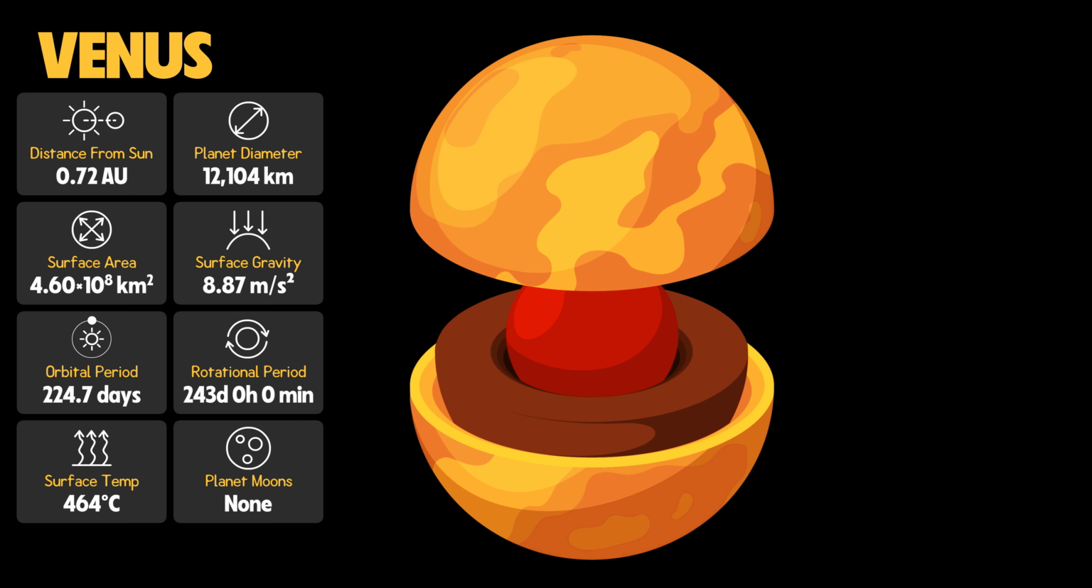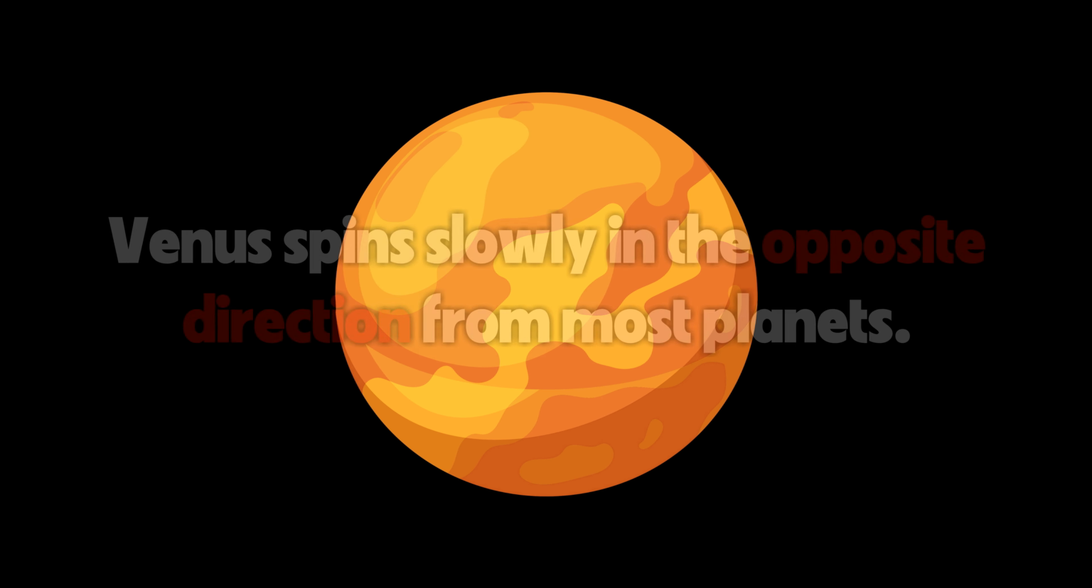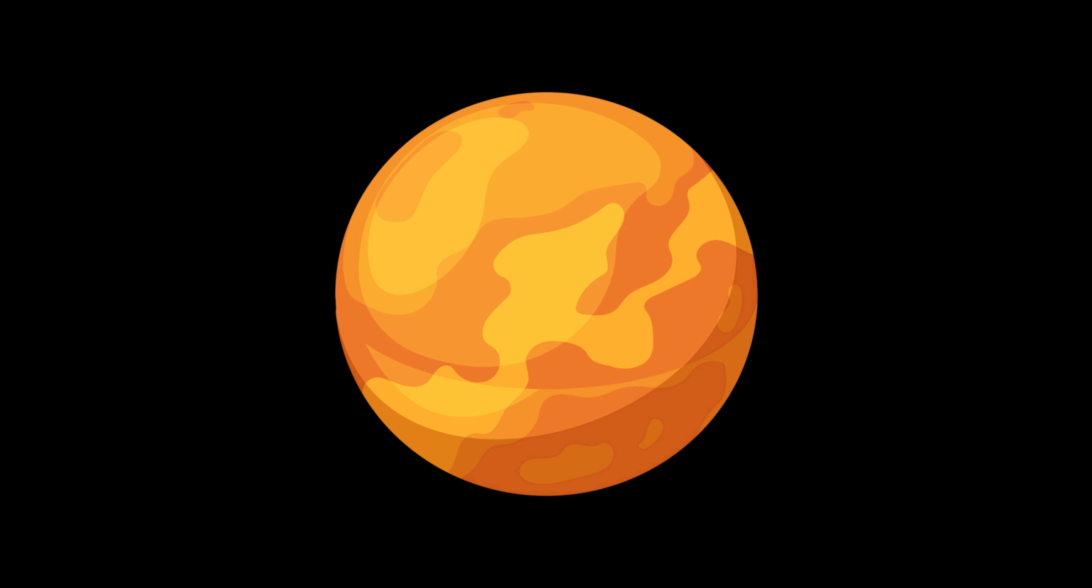Venus' structure includes the following layers: the crust, a thick, rocky outer layer; the mantle, a semi-fluid layer beneath the crust; and the core, possibly composed of iron and nickel. An interesting fact is that Venus spins slowly in the opposite direction from most planets.